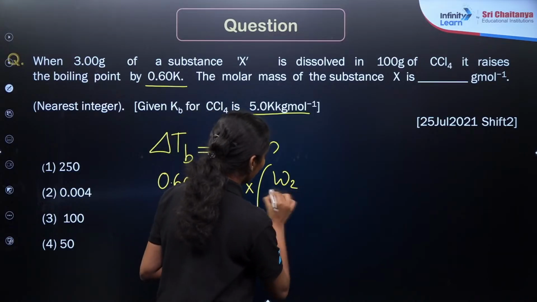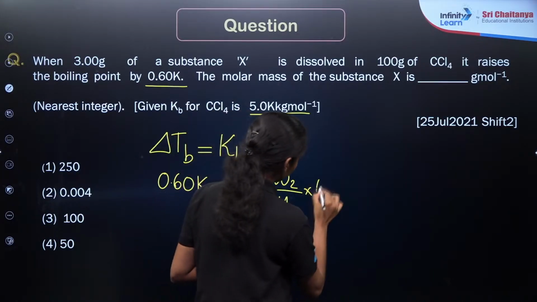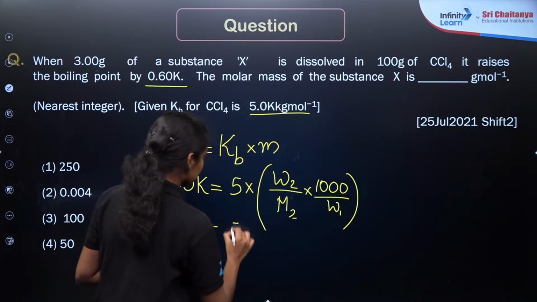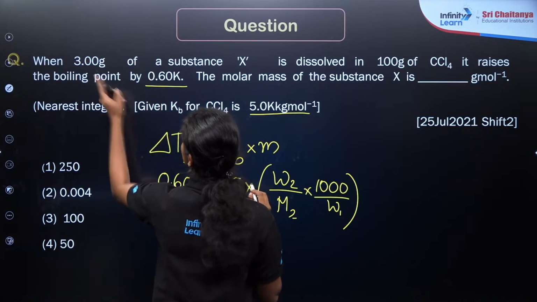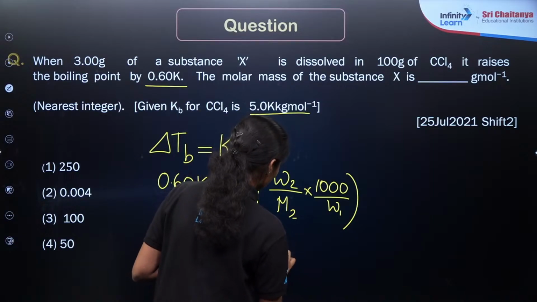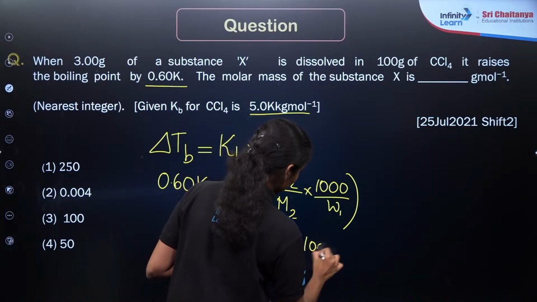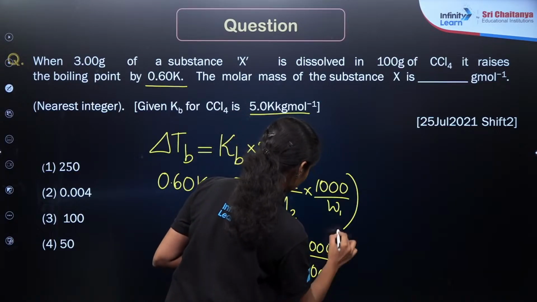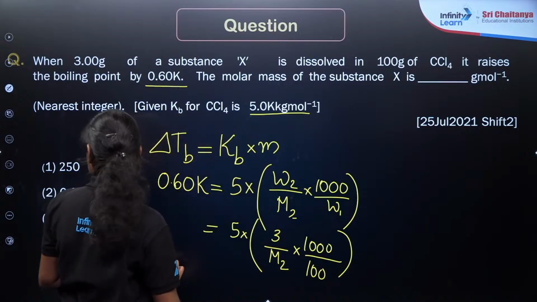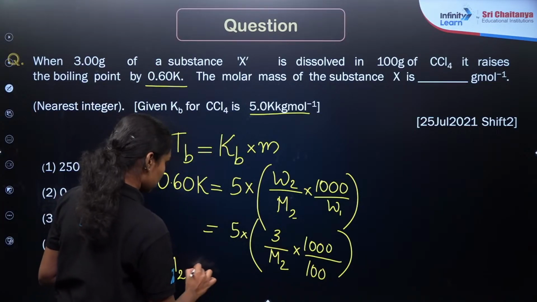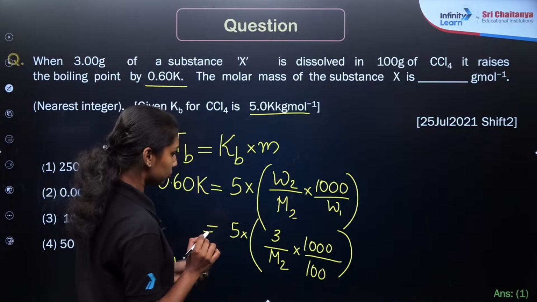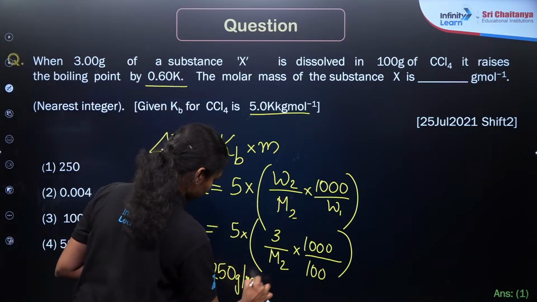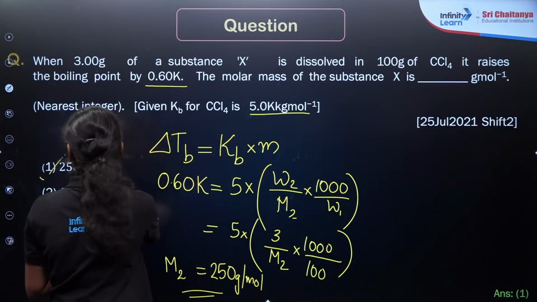So molality is W2 divided by M2, into 1000 divided by W1. From there, you will get 0.60 equal to 5 into, where W2 is given as 3 gram, right? 3 by M2 into 1000 divided by W1, which is the mass of solvent, 100. If you solve here, you will get M2 is equal to 250 gram per mole, which means option 1 will be the correct answer here.